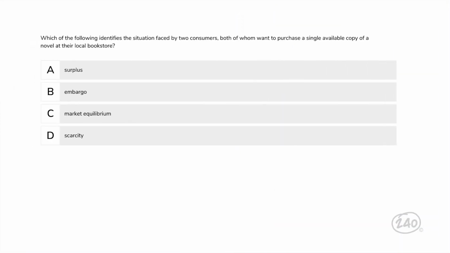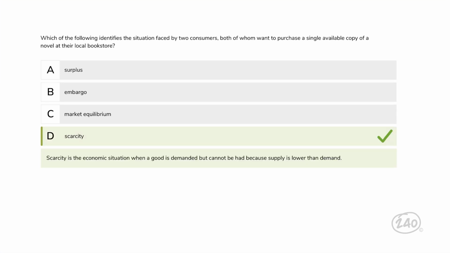Let's finish up with a question about economics. Which of the following identifies the situation faced by two consumers, both of whom want to purchase a single available copy of a novel at their local bookstore? Surplus, embargo, market equilibrium, or scarcity? Our correct answer is the term we discussed earlier, scarcity. This is an example of a resource, in this case the novel, being limited.